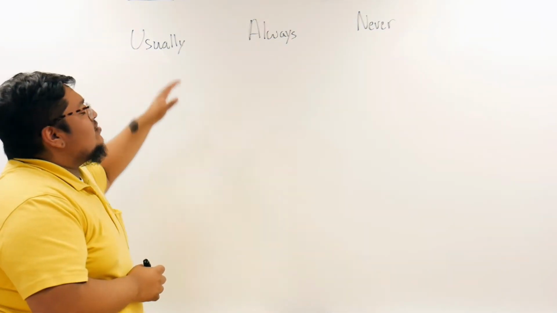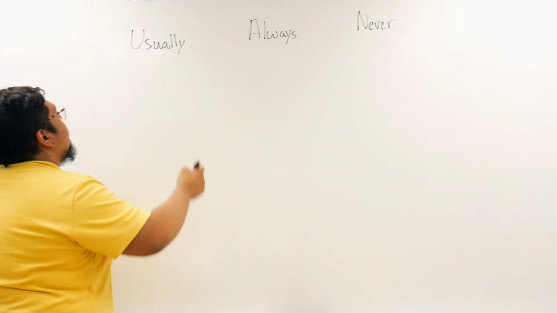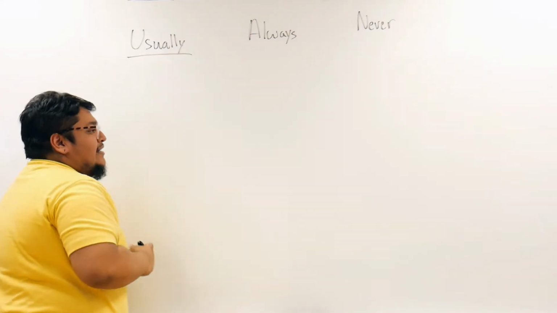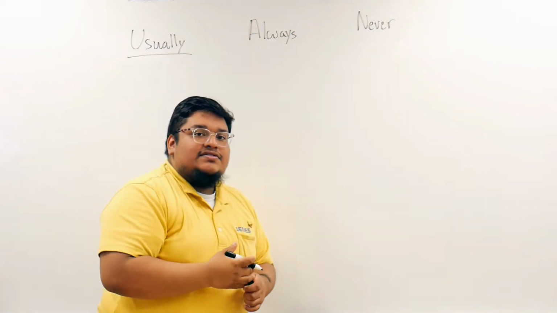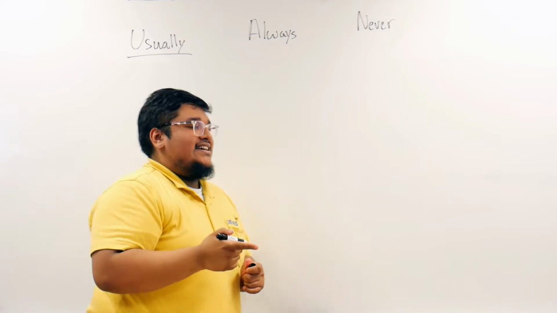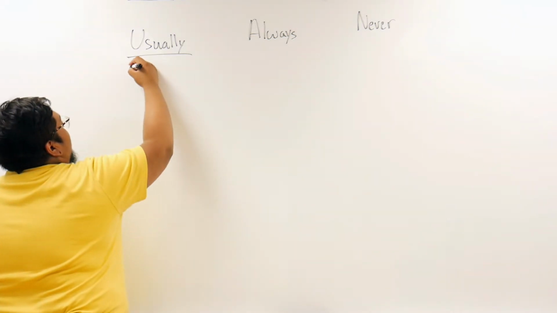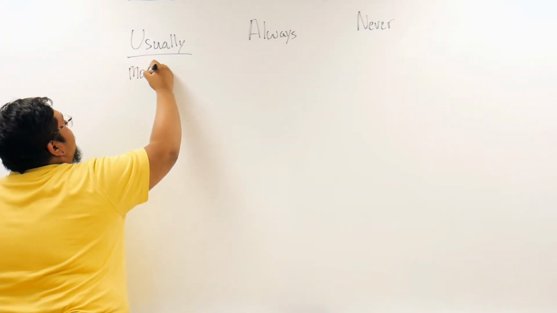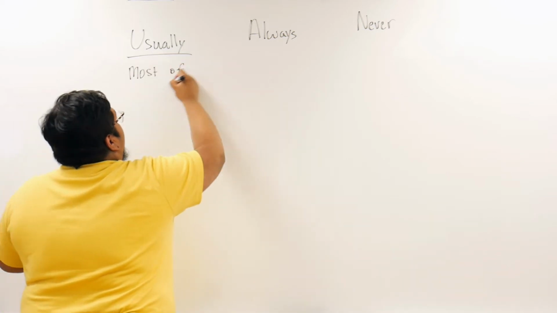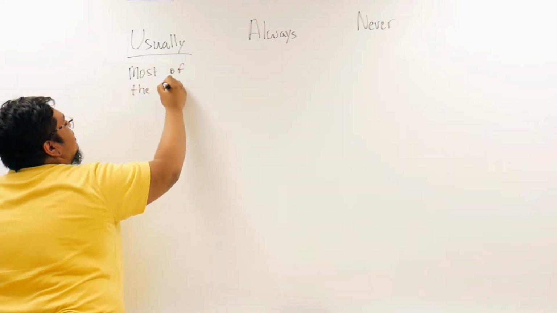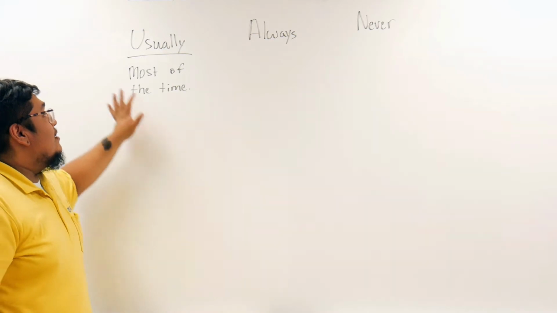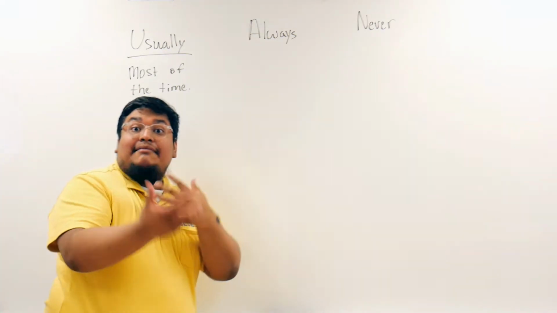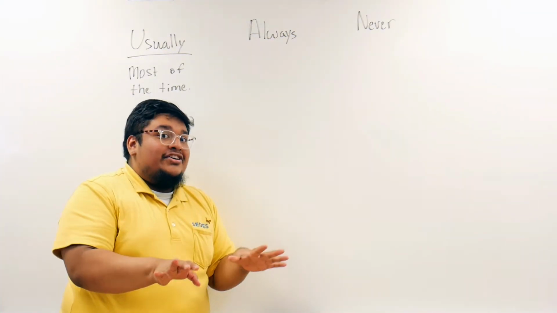Okay, so usually is a word that we use when we are talking about something that happens or something that we do most of the time. Let's look at usually, okay? It's something that happens most of the time, okay, but not 100%.